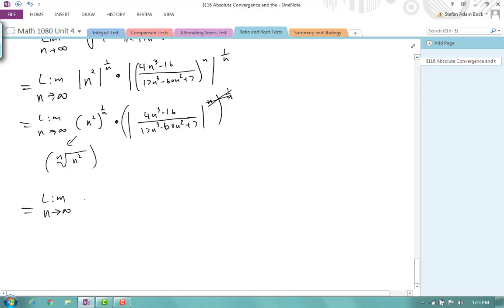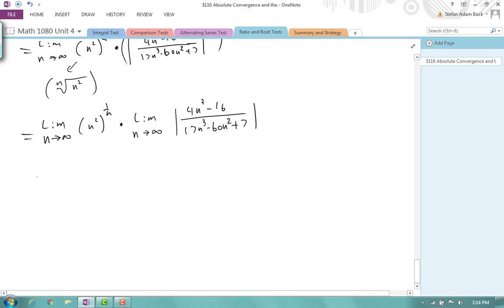I have n squared to the 1 over n, and I've told you that's going to be equal to 1, multiplied by the limit as n goes to infinity of this guy, 4n cubed minus 16 divided by 17n cubed minus 60n squared plus 7. And I could translate this into a function of x and try to use L'Hopital's on it, but this time I'm going to use methods out of 2.6.